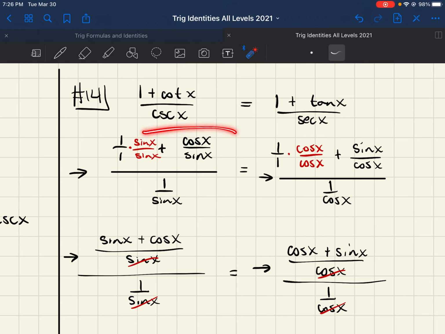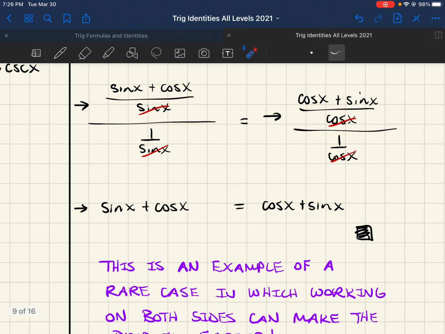When you do that, you get sine of x plus cosine x over sine of x divided by 1 over sine of x. Sine of x's cancel. Over here, you get cosine x plus sine of x over cosine x divided by 1 over cosine x, and the cosine x's cancel. And notice that gives you sine of x plus cosine x equals cosine x plus sine of x, which is the same thing, and there's the end of our proof.